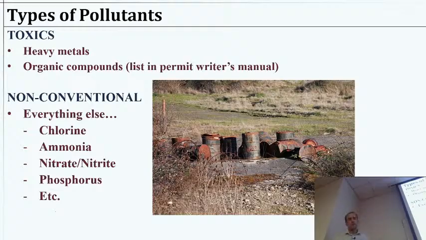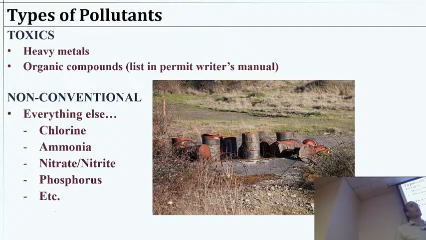Toxics are pretty obvious. There are things that are toxic, specifically heavy metals and specific organic compounds. We actually have a list of priority compounds that we are concerned about. So, you know, things that we know are particularly poisonous or are particular byproducts of industries that we know are a problem. That doesn't mean there are other toxics that aren't on the list.